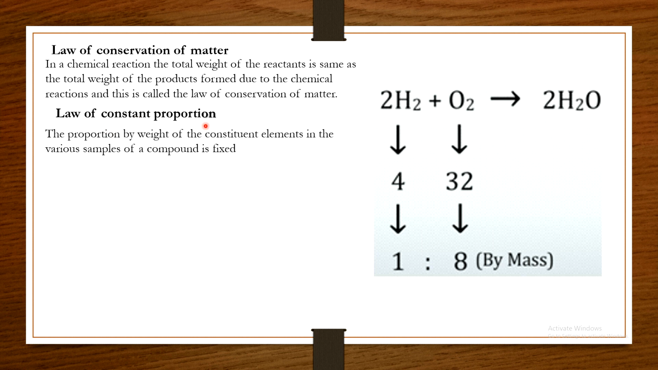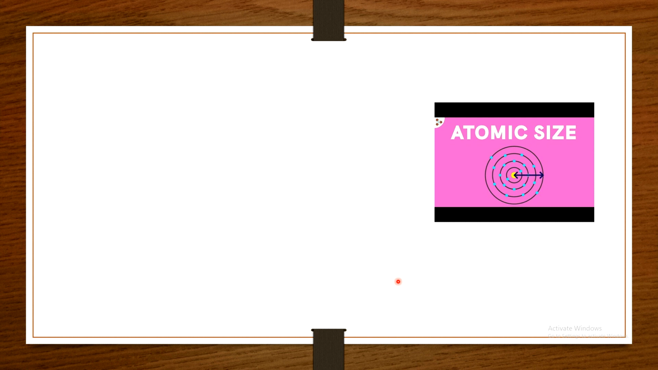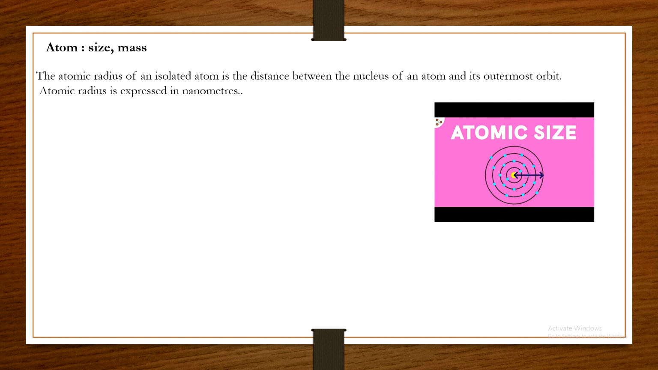Now, the law of constant proportion means the proportion by weight of the constituent elements in the various samples of a compound is fixed. For example, here the proportion is 1 to 8. So this proportion of constituent elements in the various samples of a compound is fixed, and here it is 1 to 8. Okay, now let's know about atomic size and mass.